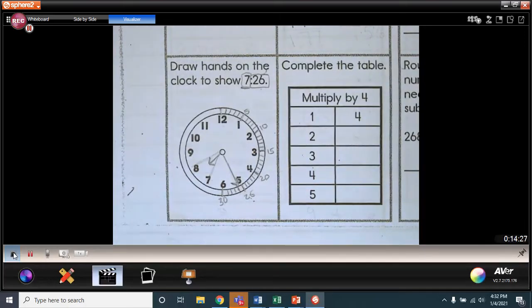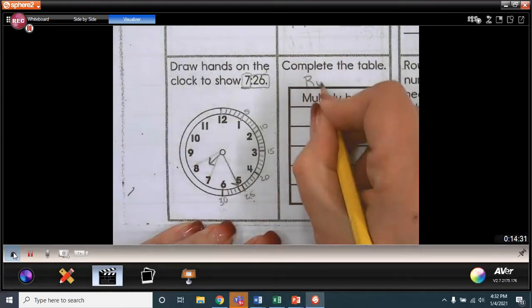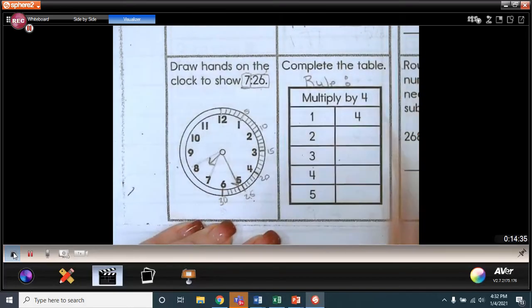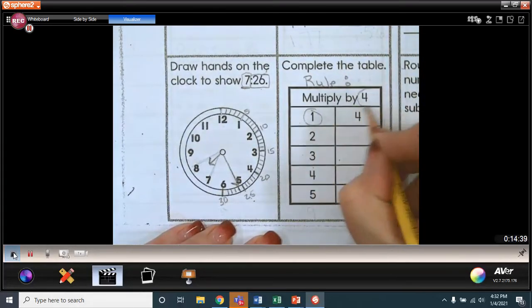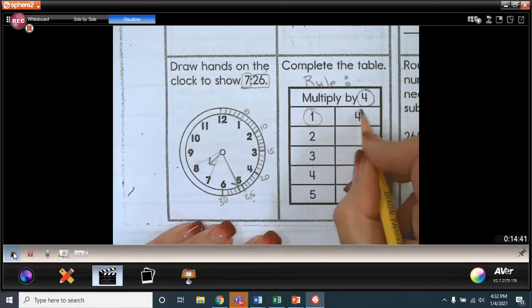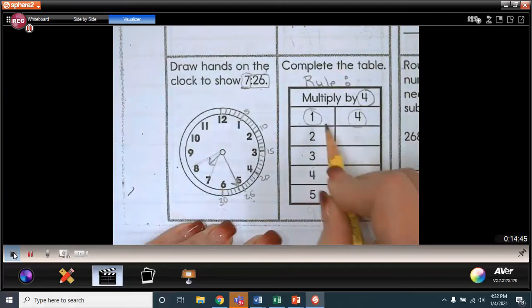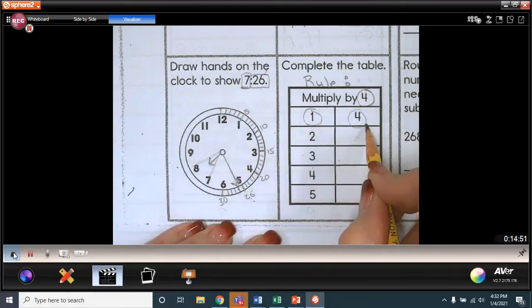Our next problem is an input-output table, and our rule is we're multiplying by 4. So we have a factor. This is our second factor, and this is our product. Input, output. Your input is one of your factors. The rule is the other factor, and your output is going to be, in this case, the product.